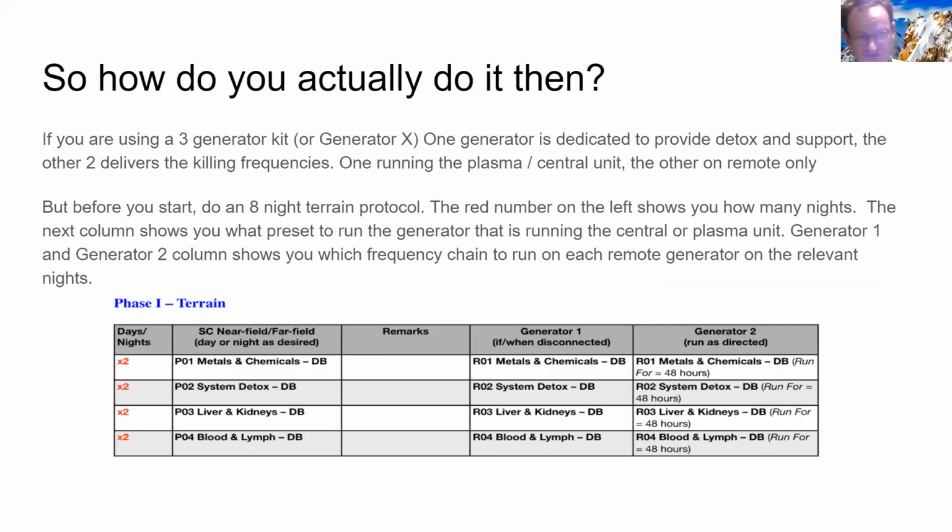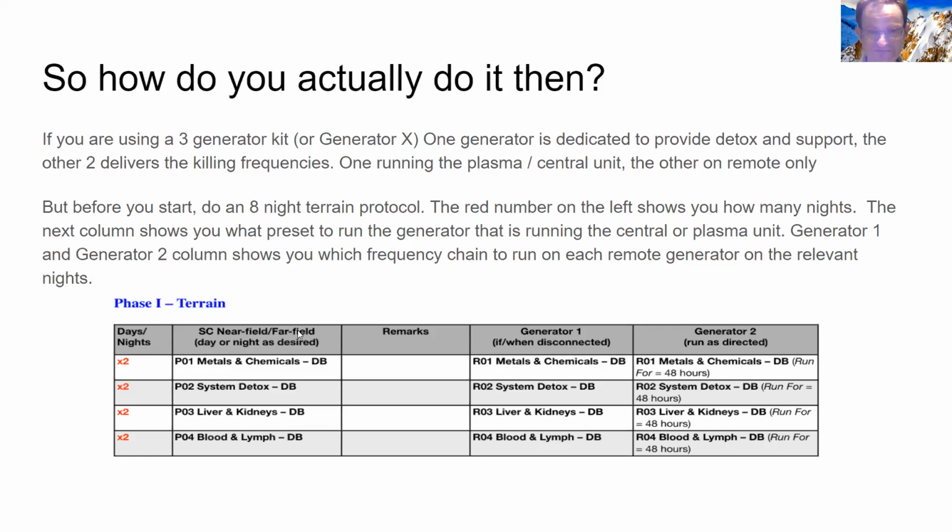We're going to talk about the 3 generator kit. 1 generator being used for plasma, Spooky Central, and 2 generators being used for remotes. It starts off with the 8 night terrain protocol. I don't know whether you guys can see where my mouse pointer is. You can see that on the left-hand side it says days and nights. The second column is labeled Spooky Central, near field or far field.